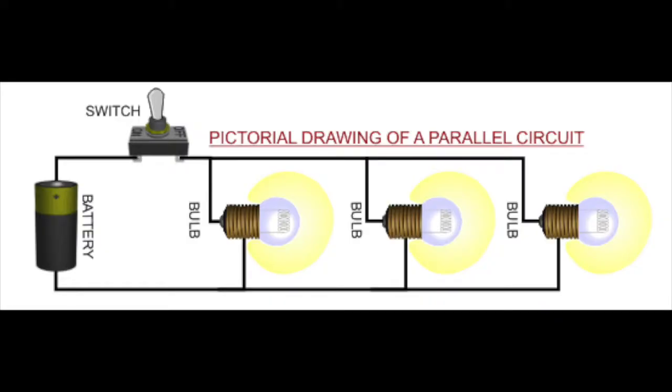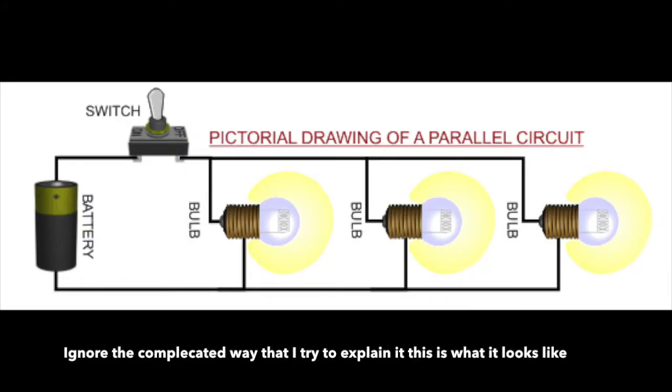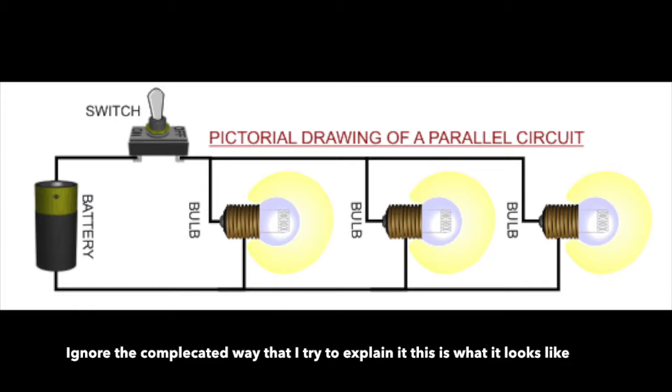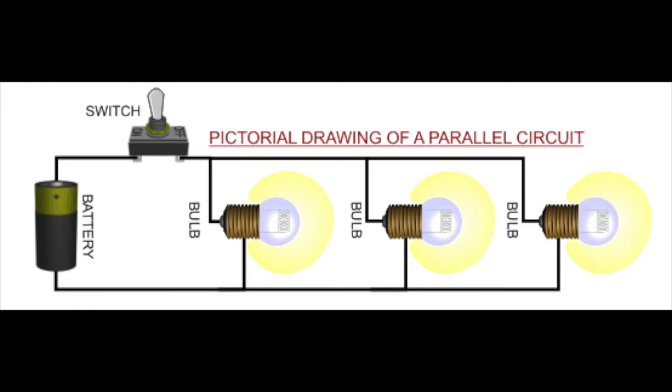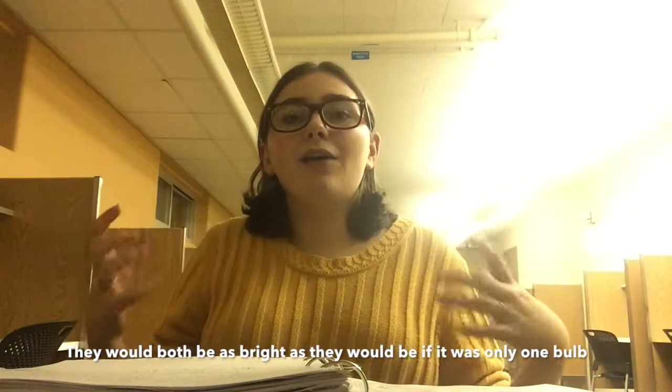But if you have it where it's battery, wire, and then you have a wire going to part of the light bulb and another wire going back on this side going to the bulb, and then another one just like that, it would be parallel, and so they'd both be just as bright. The reason is that they both have electrons going through them really fast. They don't have to go through two light bulbs, they're only going through one.